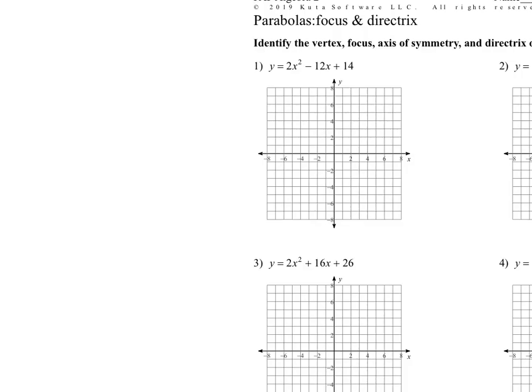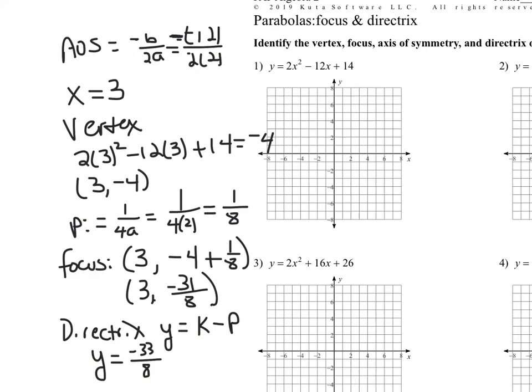All right, so I'm going to use problem number 1 from your worksheet to explain how to find all of the parts of our parabola that we need. So first of all, we're going to find the axis of symmetry by using our axis of symmetry formula. Then we're going to find the vertex. Then we'll find the value of p, then the focus, and then the directrix.